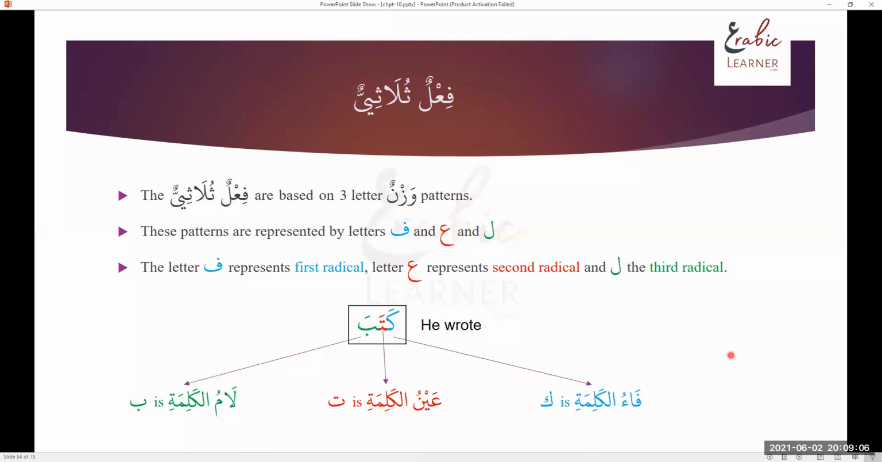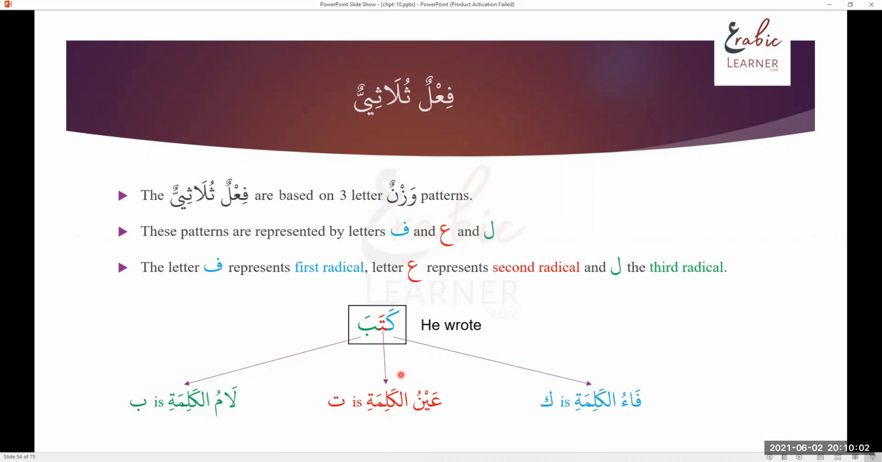So now onwards, whenever we will be talking about fi'l, you should know what is the ain kalima of that fi'l, what is the lam kalima of that fi'l, what is the fa kalima of that fi'l, because this is the basics of fi'l. Now you are going to use this very often as you will go into book 2 also. So you should know that if the fi'l is kataba, the fa kalima is kaf here. The ain kalima is ta here, because that's the second radical. And the lam kalima is ba here in kataba. Understood? And kataba means he wrote.